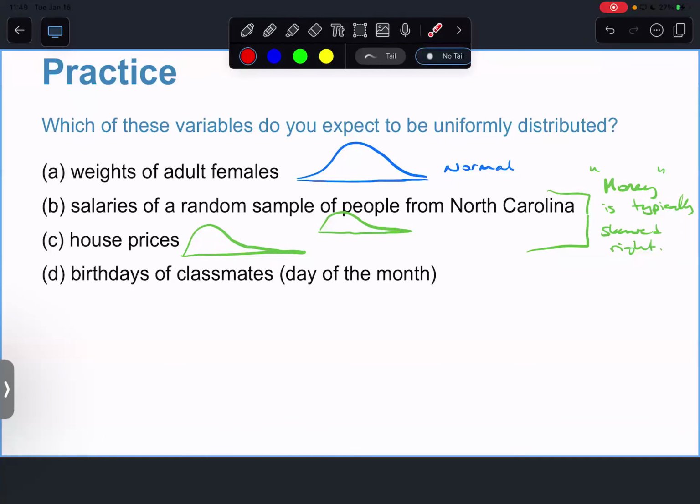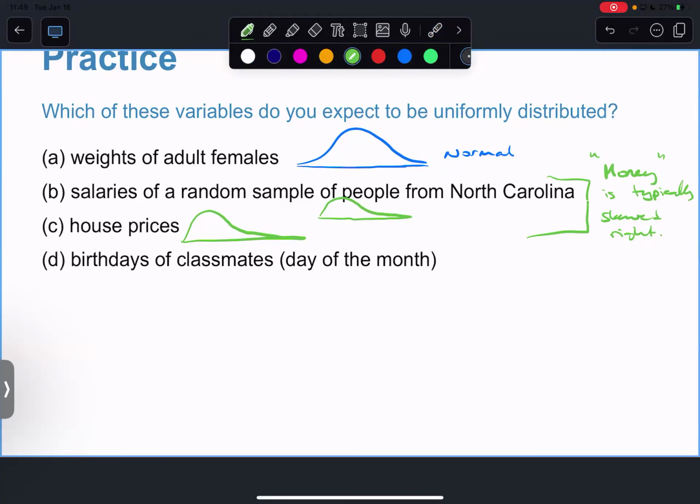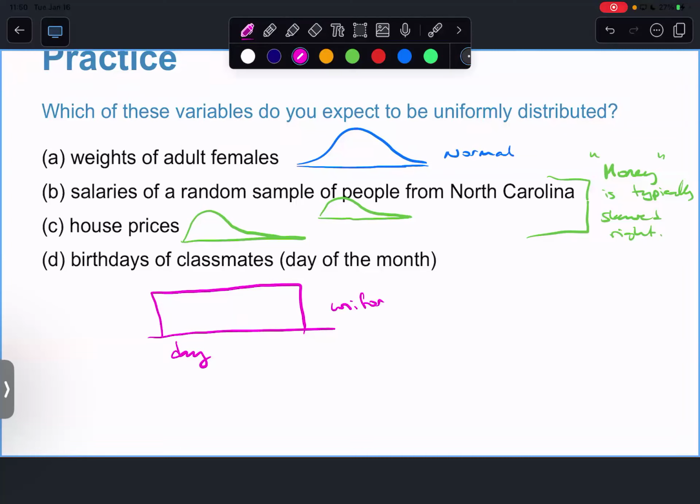And so that's why we need to know that typically these are skewed, so then we would need to use a different measure of center. Whereas if we talk about the birthdays of classmates, the day of the month, the first, the second, the third, and so on, I would expect everyone to be born on the 3rd. No, that doesn't make sense, right? We understand that it's evenly or uniformly distributed across the days of the month. So here, this is uniform.